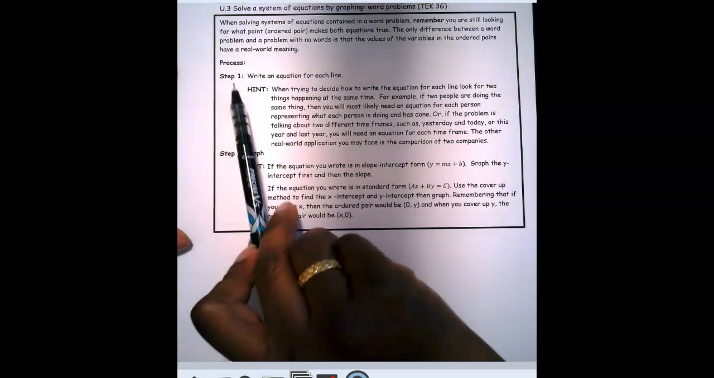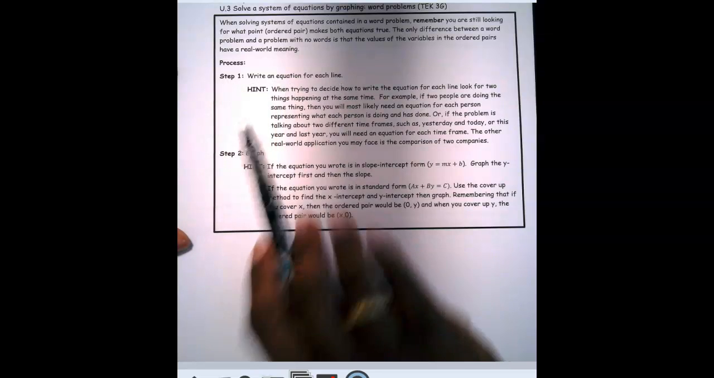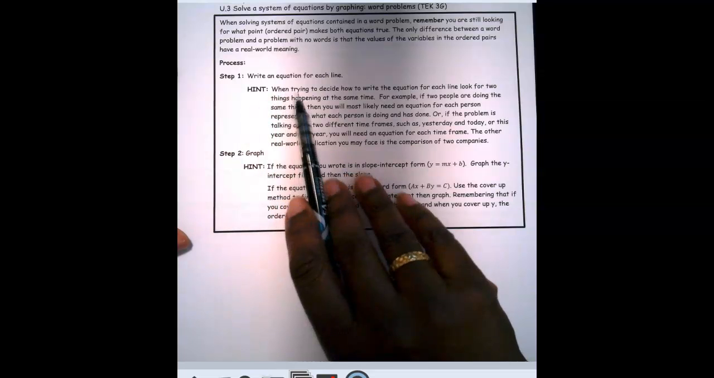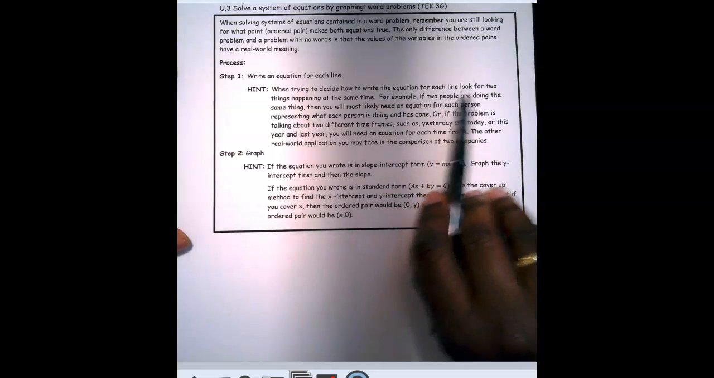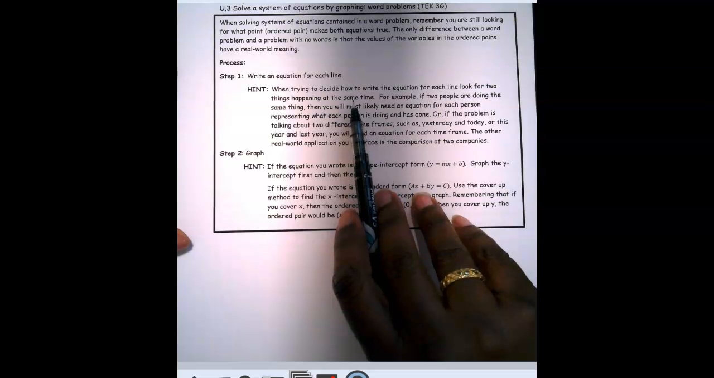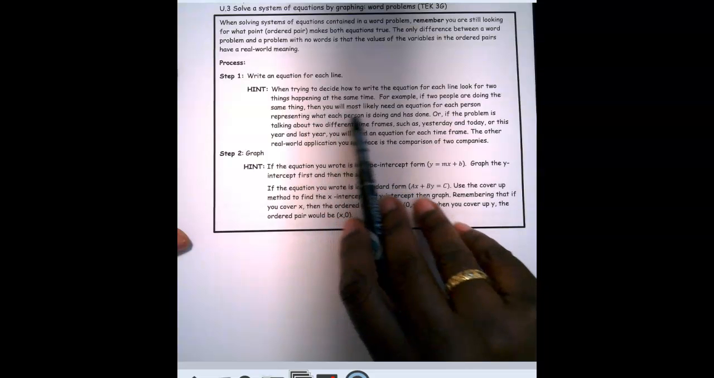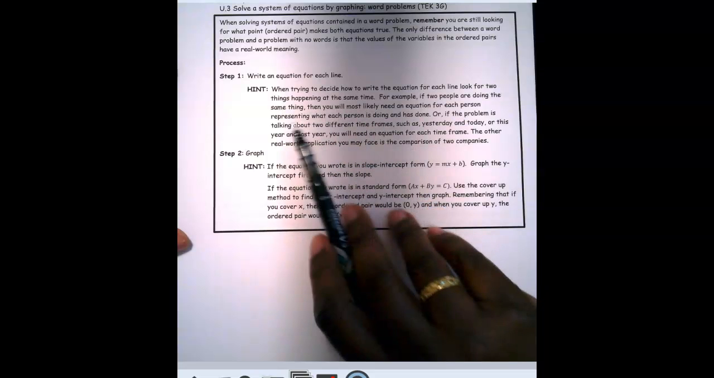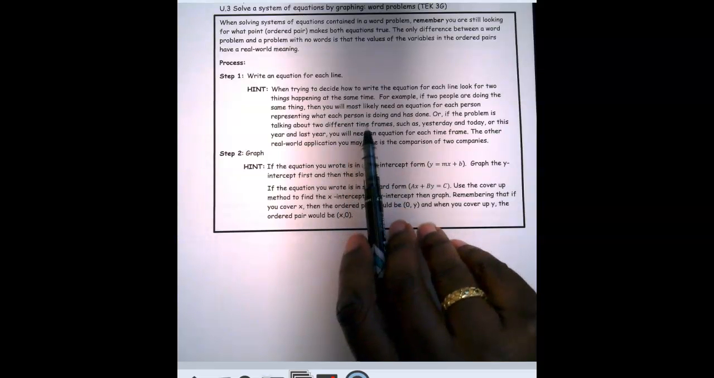So here we have a process. Step 1, you need to write an equation for each line. Now I have a hint for you. When trying to decide how to write an equation for each line, look for two things happening at the same time. What I mean by that is if two people are doing the same thing, then you'll most likely need an equation for each person representing what each person did or is doing or has done.